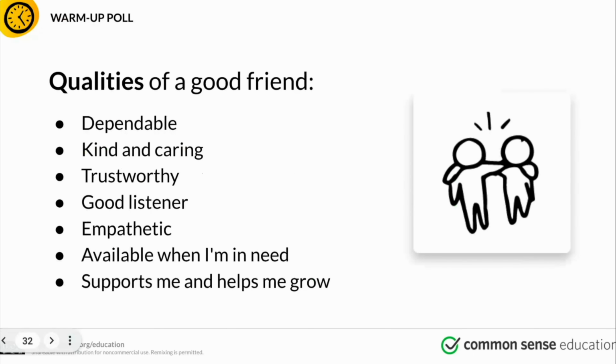When we look at qualities of a good friend, those chatbots have some of them, right? Dependable. But that's probably the only one. The rest fall into that human category for me anyway. I want to be able to trust my friend. I want to be able to be a good listener.